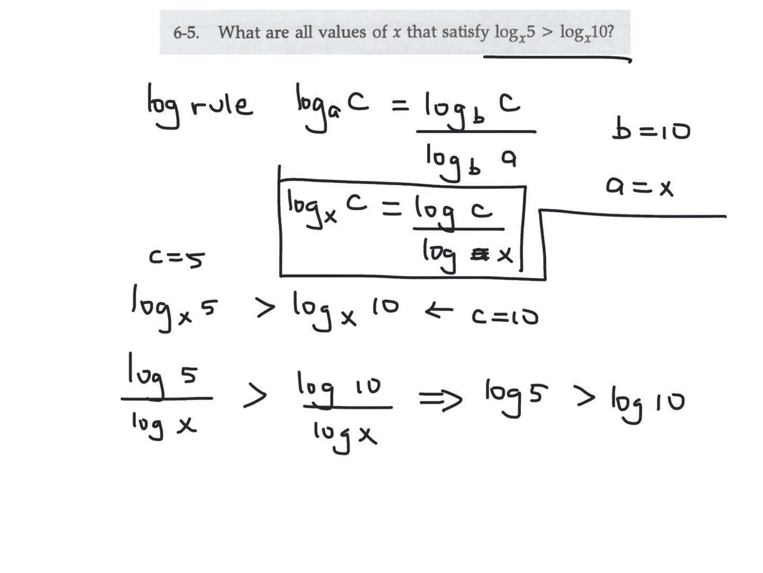All right. Well, the log of 10, since this was base 10, that's just 1. And the log of 5, are you allowed to use calculators on this exam? I believe so. So you can easily figure out the log of 5. That's about 0.7. So they're saying that they want 0.7 to be greater than 1. And obviously that is not true. So this is not true when the log of x is greater than or equal to 0.